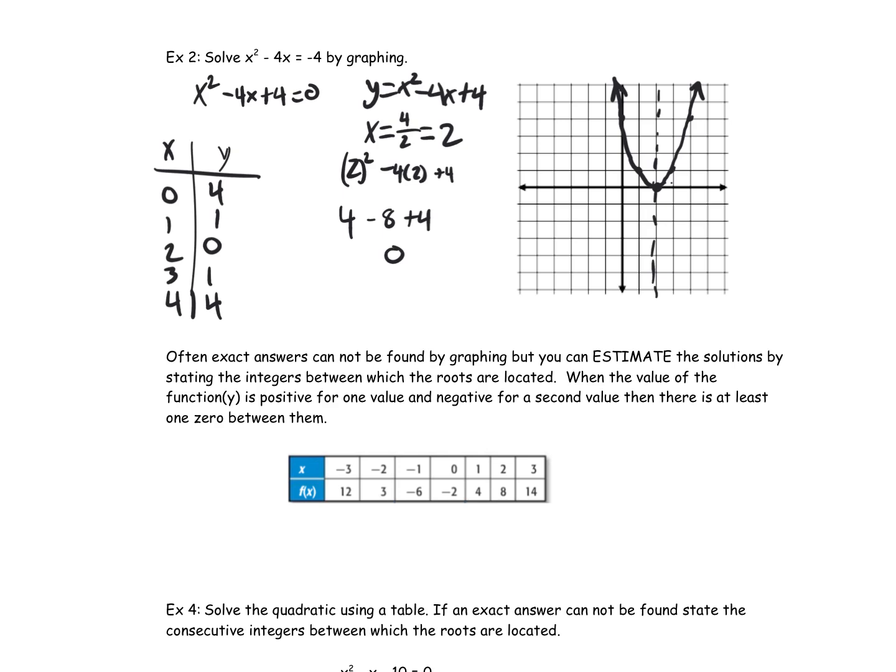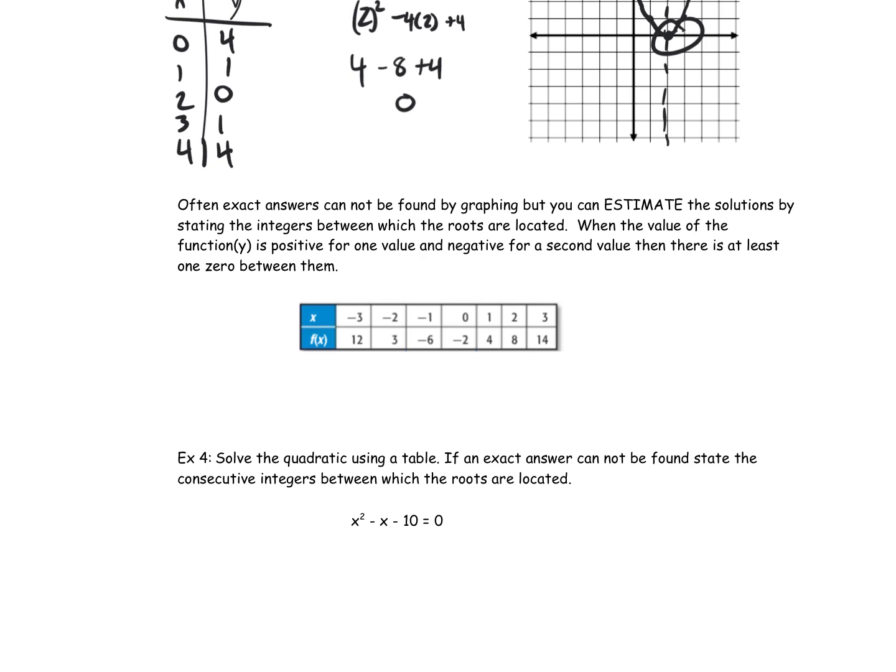And I have one solution. It is that vertex. So for the equation x squared minus 4x equals -4, the only solution is x equals 2. All right.